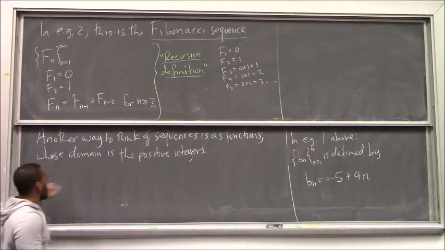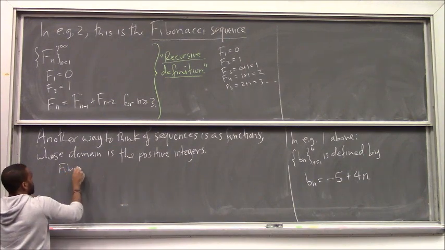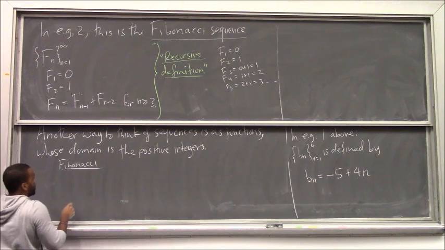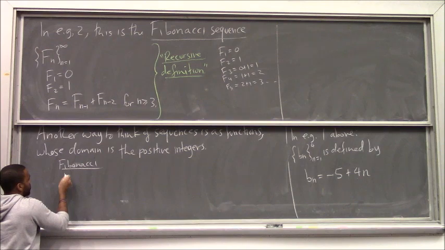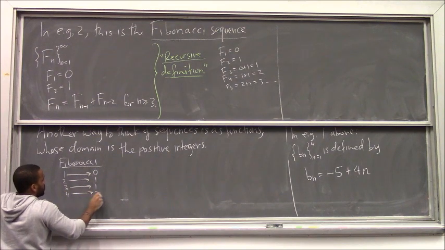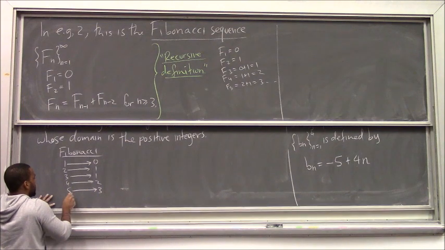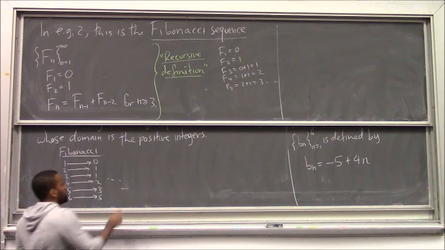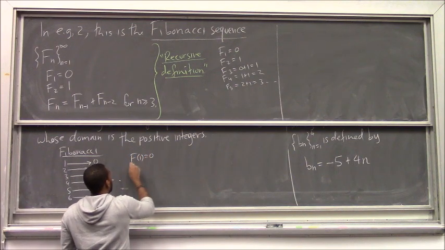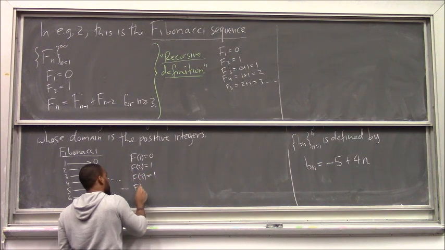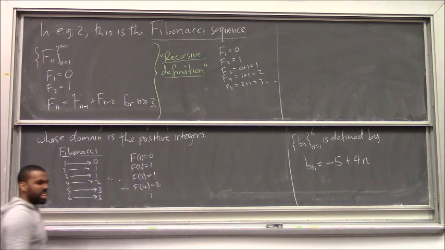In other words, I can think of the Fibonacci sequence as just a function. The function takes 1, the first positive integer, and maps it to 0. It takes 2 and maps it to 1, takes 3 and maps it to 1, takes 4 and maps it to 2, takes 5 and maps it to 3, takes 6 and maps it to 5, etc. So it's defining a function in which f(1) is 0, f(2) is 1, f(3) is 1, f(4) is 2, etc.